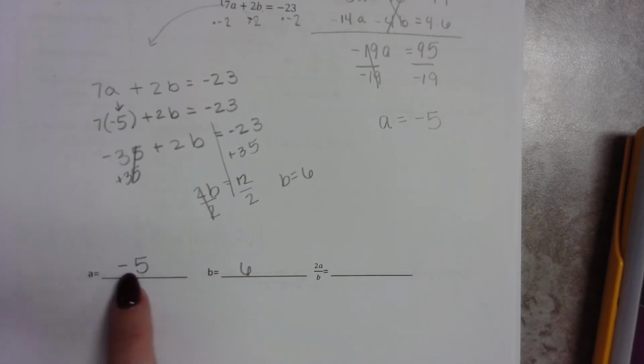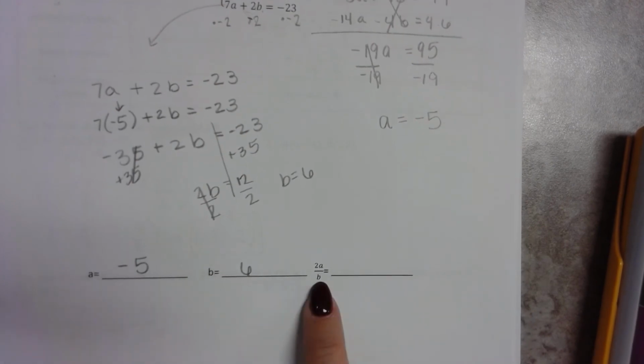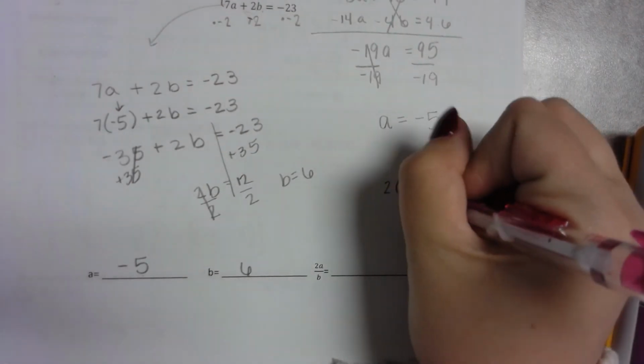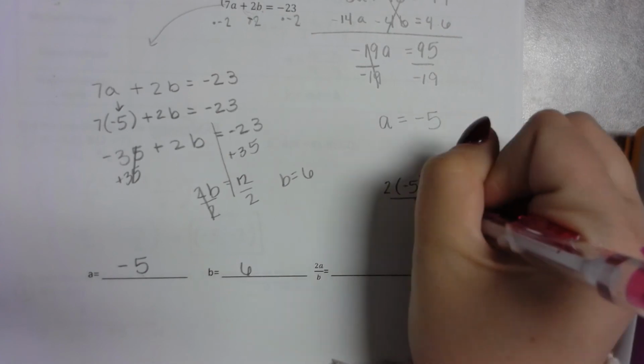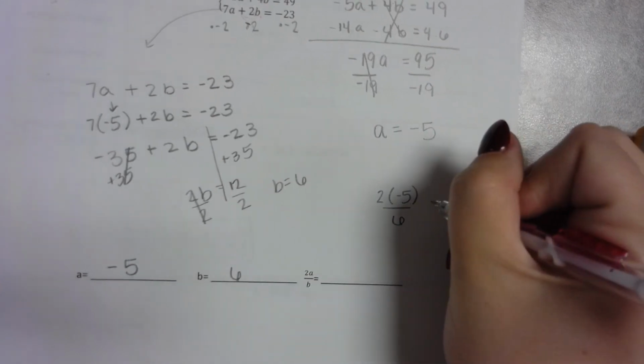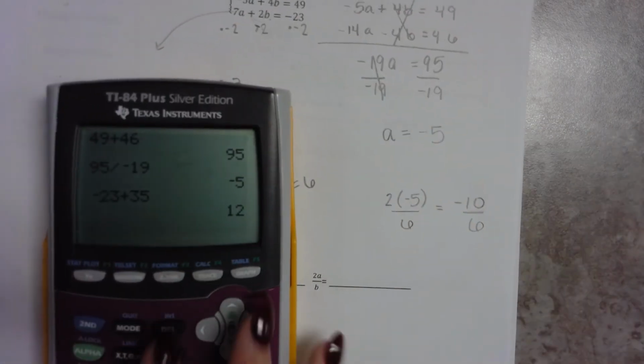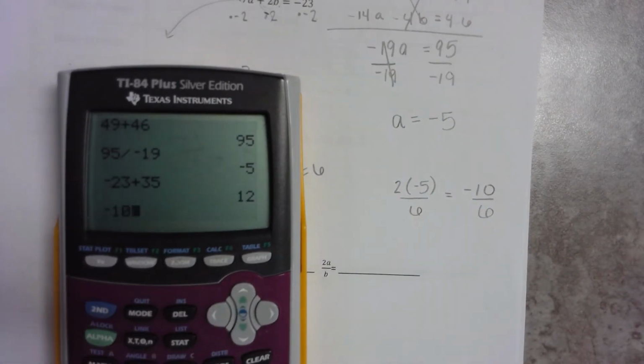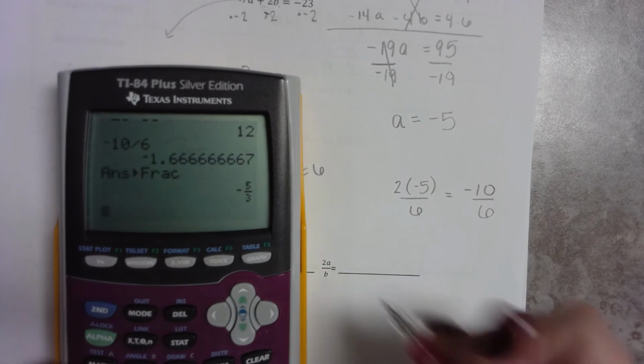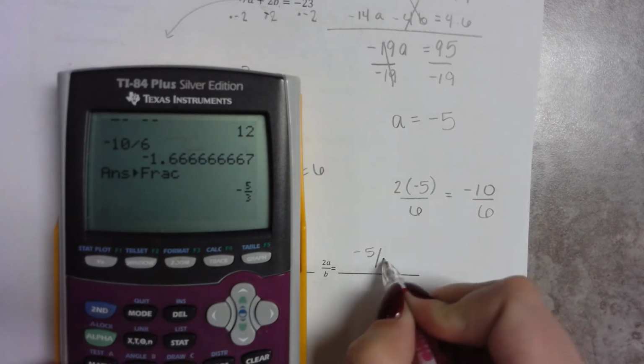Now that I know a is negative 5 and b is 6, I can plug in here. So 2 times a, divided by b, 6. That gives us negative 10 over 6. In our calculators, if I plug in negative 10 divided by 6, that gives me a decimal. But I can do math as a fraction, which gives us negative 5 over 3.